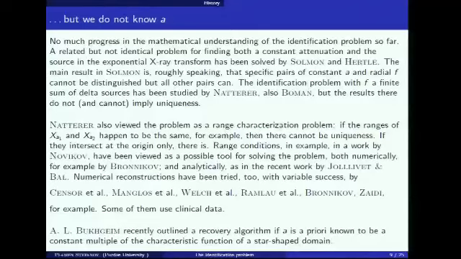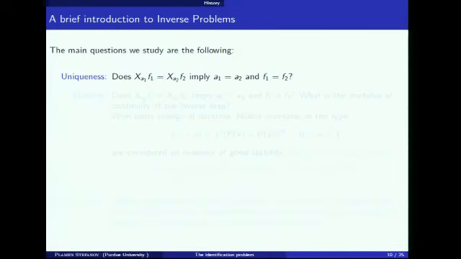Okay, and then there's this paper by Alexander Bukhgeim, the one that he didn't present. This is a recovery algorithm if the attenuation a priori is known to be a constant multiple of the characteristic function of a star-shaped domain. So you have a constant that we need to recover and some interior boundary. And he uses complex analysis.